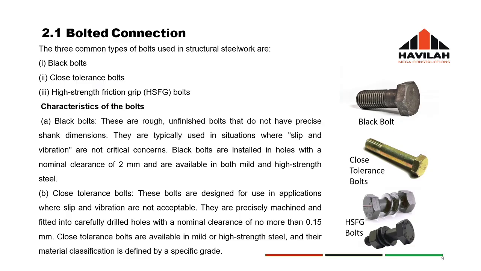So we may say that the difference between black bolt and close tolerance bolt is the fact that the nominal clearance for black bolt is around 2 millimeters, but for close tolerance bolt it should be no more than 0.15 millimeters. What of the HSFG bolts?